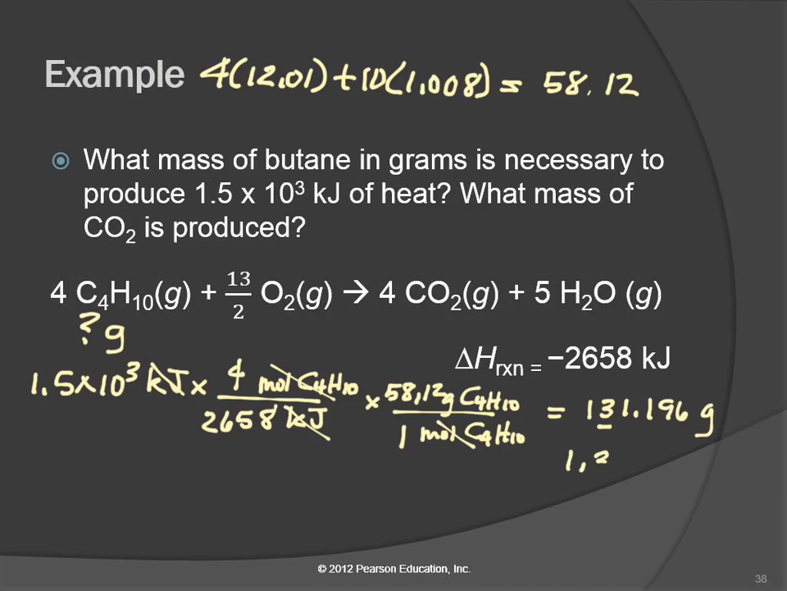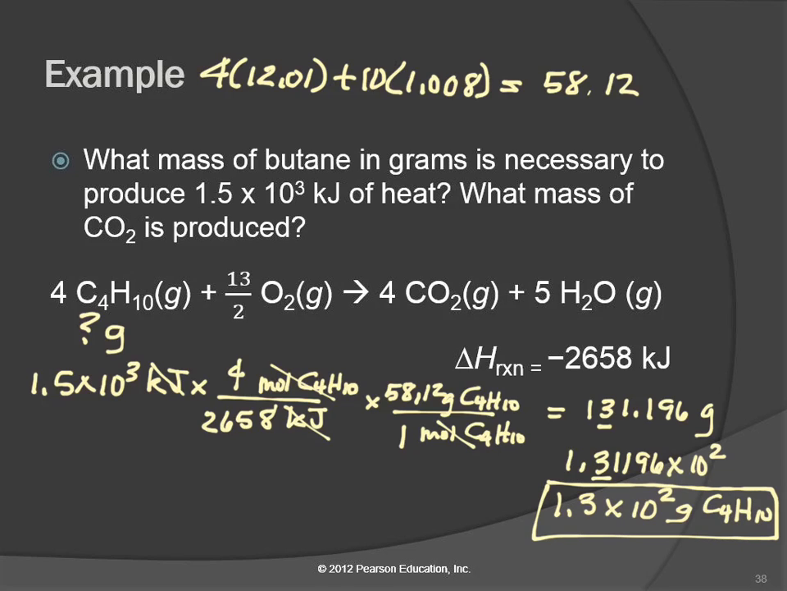Put it in scientific notation first, and then you can round it off safely without having to do too much thinking. So if you needed to generate 1.5 times 10 to the third kilojoules of heat, you would need to burn 130 grams of butane. Any questions?